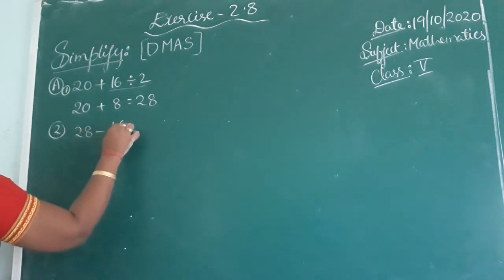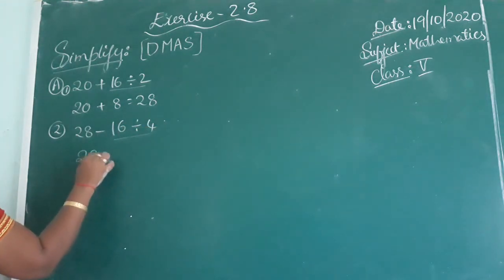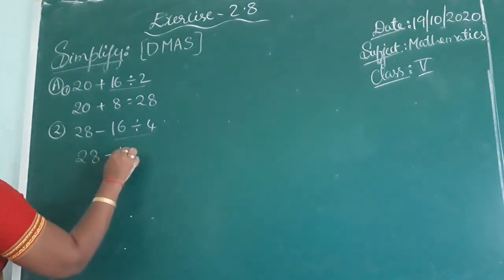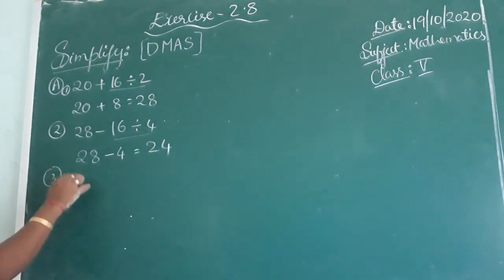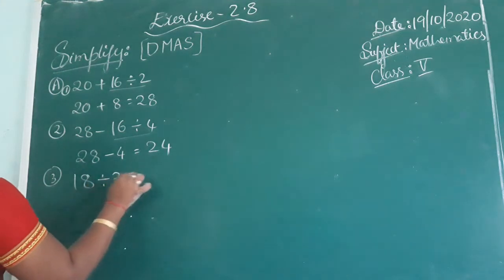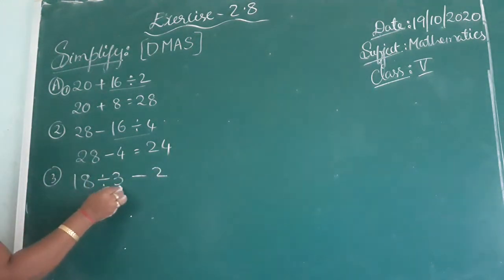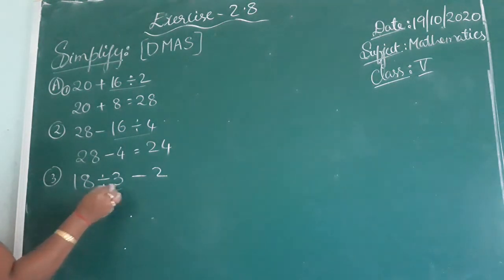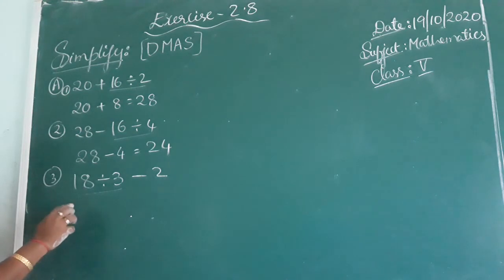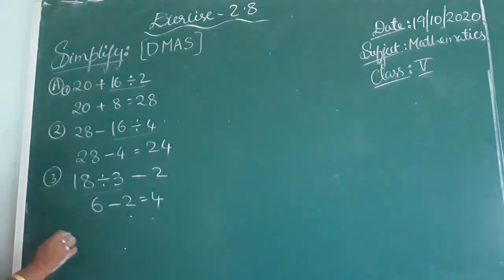See the second one. 28 minus 16 divided by 4. First we are solving the division now. So 28 minus 4, 24. Next, 18 divided by 3 minus 2. First solve this one. Why are we underlining this? First we are solving this one only, that's why I am underlining. 18 divided by 3, 3 sixes are 18, so 6 minus 2, 4.